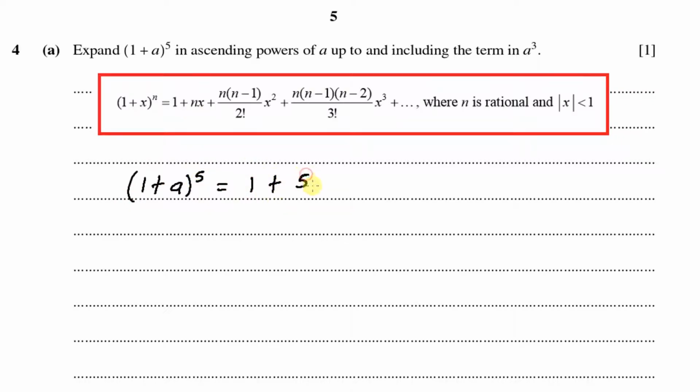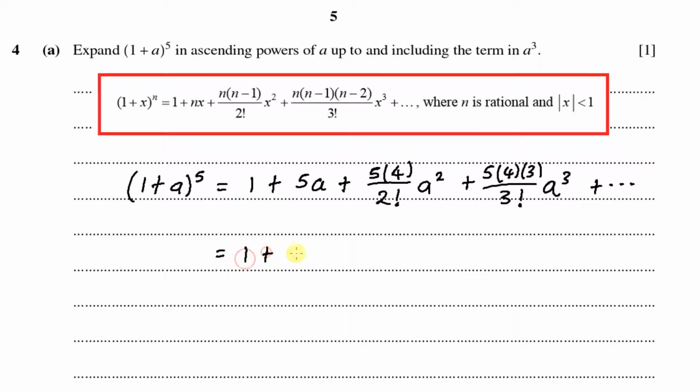So that would be 5 of a, plus n(n - 1), so that would be 5 times 4 over 2 factorial of a squared. That's x squared. Then that's plus n(n - 1)(n - 2), so that's 5 times 4 times 3 over 3 factorial of x cubed. In this case, x is a, so that will be a cubed. So I can now just simplify this.